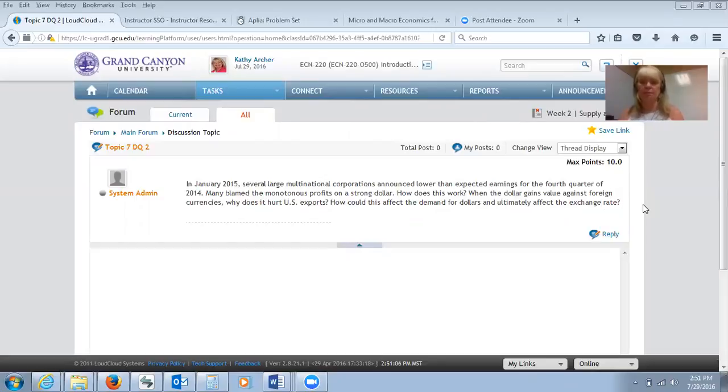Lots of complicated parts to this DQ once again. But let's think about basically how exchange rates are set. Exchange rates are set, just like every other market in the world, as the result of supply and demand. Where does the demand for dollars come from? Well, when people in other countries buy U.S. goods and services, they have to pay for them with dollars, right?